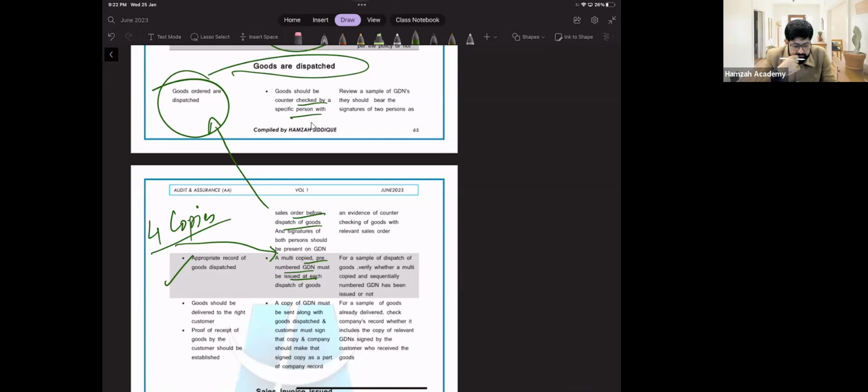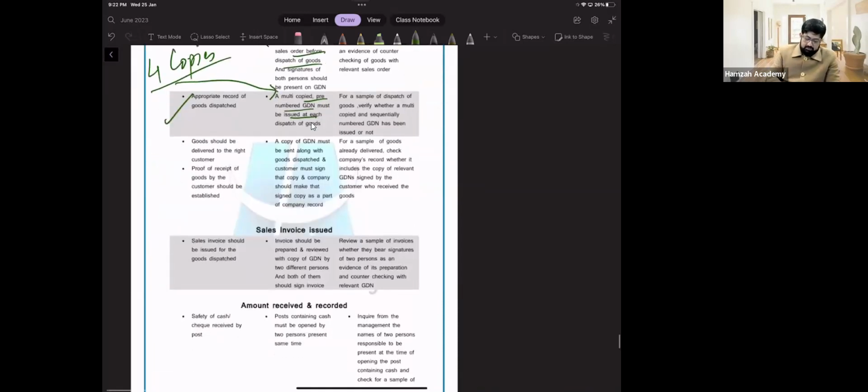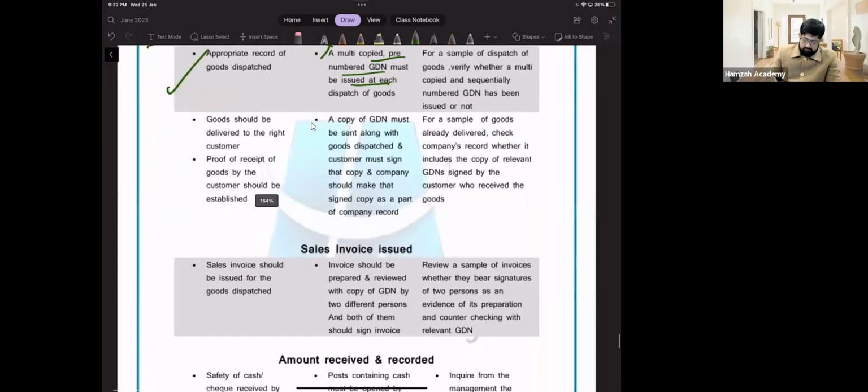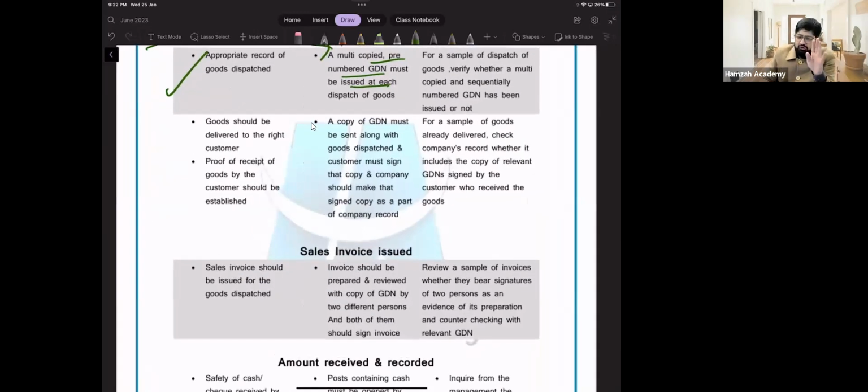Now, next point. Students, tell me, are you able to follow what I'm explaining? Tell me, is it clear what I'm saying? Tell me, please. Conceptual clarity. Yes.